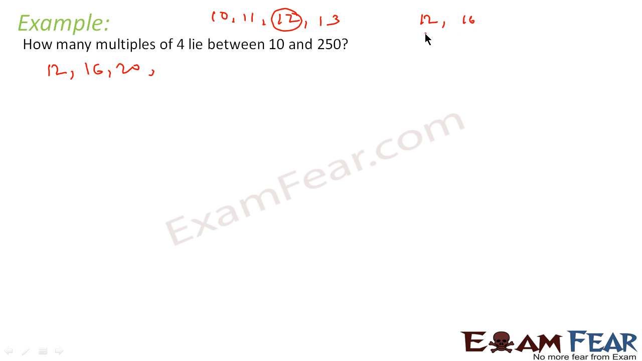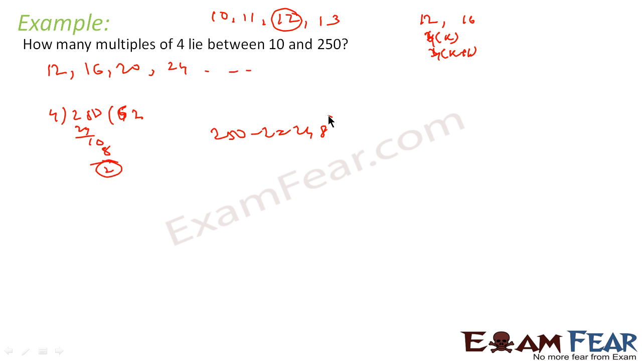Because 12 is nothing but 4 into k, and 16 is nothing but 4 into k plus 1, because you are adding 4, 4, 4. So it will be 24 and so on. And now we have to find the last number that is a multiple of 4. If you divide 250 by 4, you get 62 as the quotient and 2 as the remainder. So that means 250 minus 2, that is 248, is divisible by 4. The last number here will be 248.